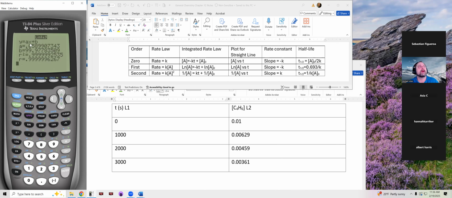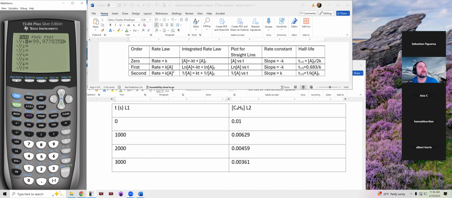It gives me my Y equals AX plus B in this format. Here's my R squared value. I need to write that down if I need it. But it also stored it under my Y equal, and it's got this written out as the equation to a line.